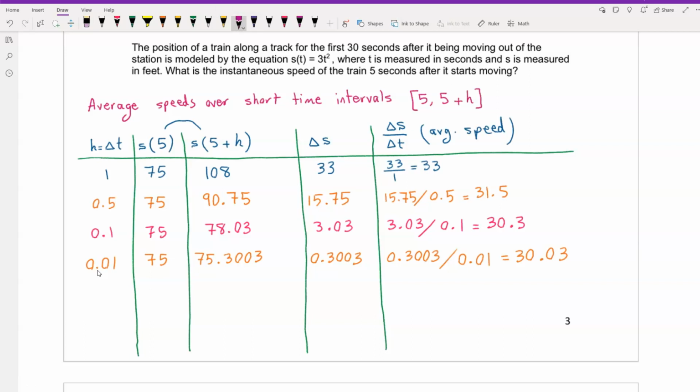So I'm going to have one more here, and a smaller number, it's 0.001. Here again we have 75. On this part, the third column, we have to find S of 5.001. So it's 5.001 squared times 3. That is 75.030003. Subtracting these two columns, the second and third column, here we have 0.030003. I'm finding average speed. This is equal to 30.003.